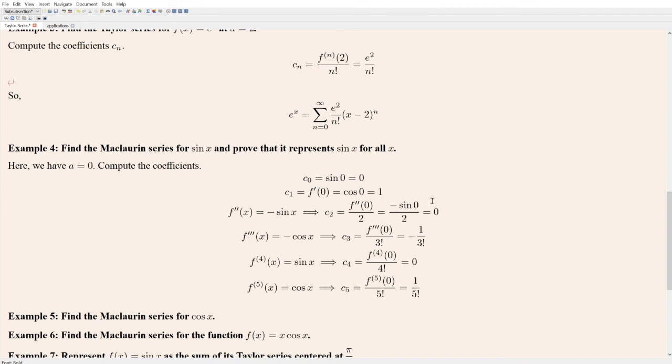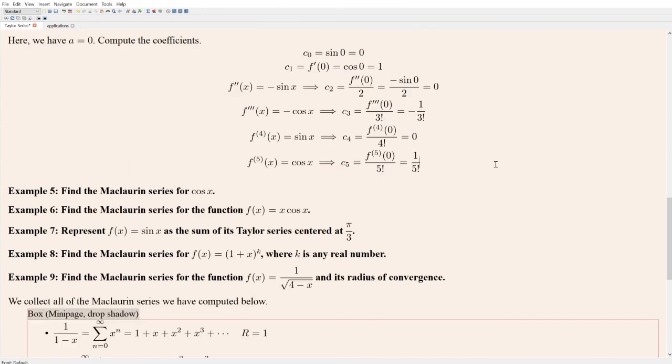1, negative 1. So the sign is alternating. The denominator is all odd numbers. So the denominator here is 1 factorial, which is just 1, 3 factorial, 5 factorial. So indeed, that is the pattern. The pattern is that they are alternating, and we are getting 1 over the odd factorials.